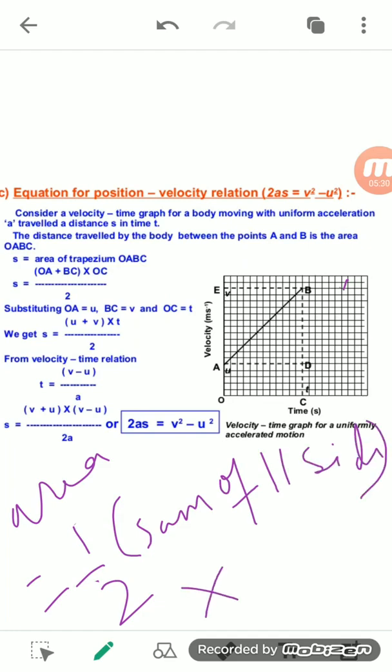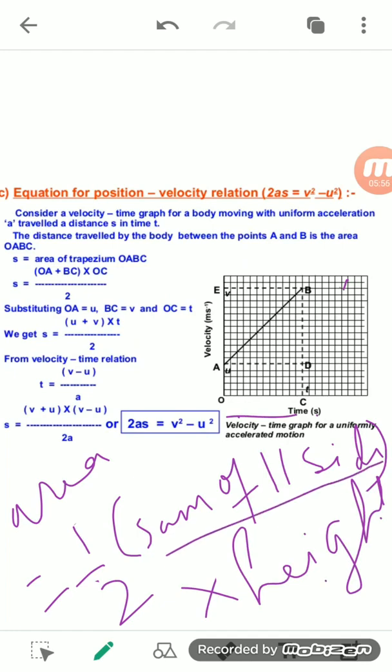into base, I'm sorry, into height. Actually the height is the base, so I had written base here. So the area of the trapezium is half into the sum of the parallel sides into height.